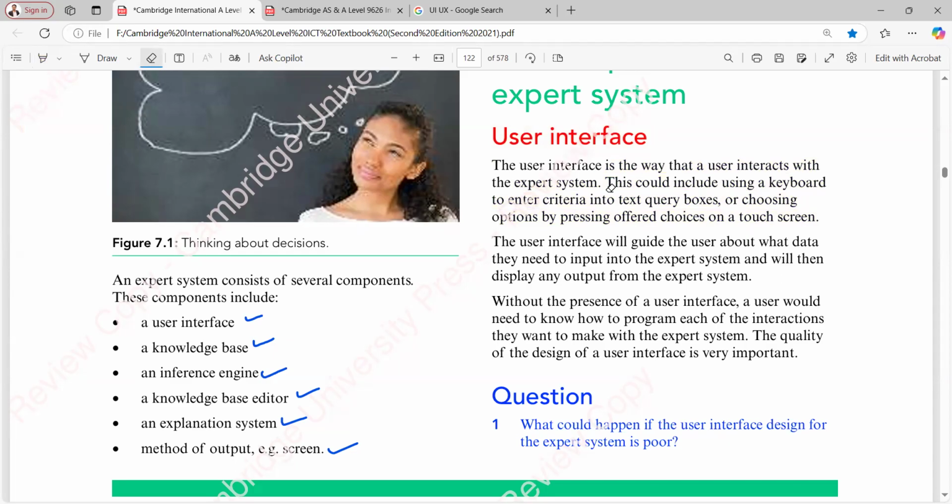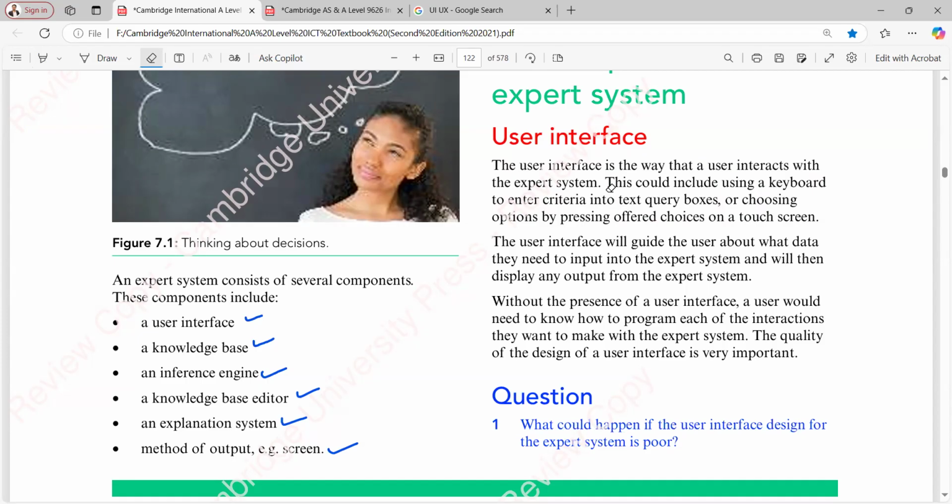This could include a keyboard to enter certain criteria, for example, if you are typing a command. Or for example, if you went to McDonald's, you have the screen where you give the order. The way you give the order is through the touch screen. You select which burger you want, what is the flavor, if you want to top up anything. So your user interface is a touch screen, right? Similarly, in the user interface part of an expert system, which is the first component, they are basically telling you how you are interacting with the expert system.